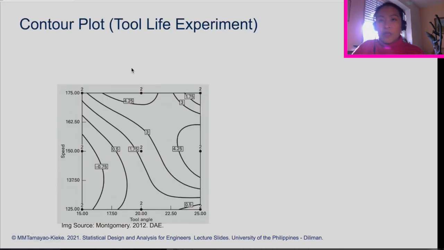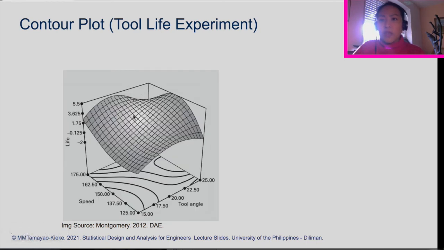And this is the corresponding 2D contour plot of the tool life response surface, okay. So these are the constant tool life contours at different combinations of speed and tool angle, okay. And this is the corresponding response surface for our model. All right.